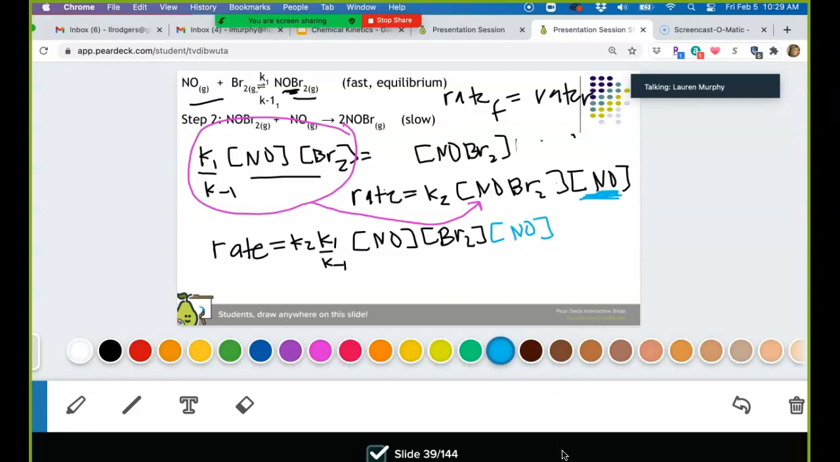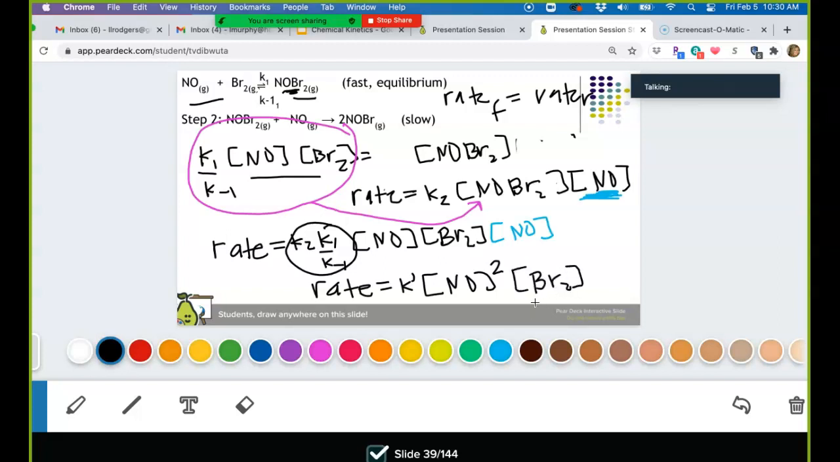So I'm going to simplify this. Now, they often just take this and instead of writing all these little K's out, they call it K prime, which just means a bunch of K's. And then there's two NOs. So I'm going to write NO and then I'm going to put 2. So it's second order with respect to NO and then Br2, and this is the rate law.